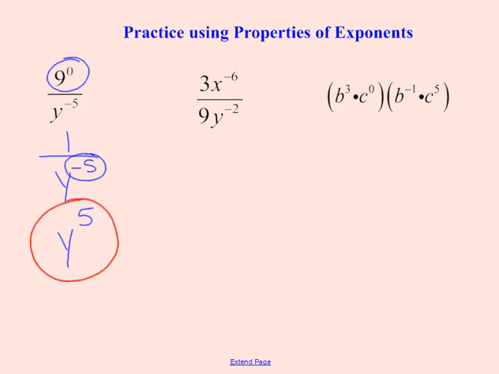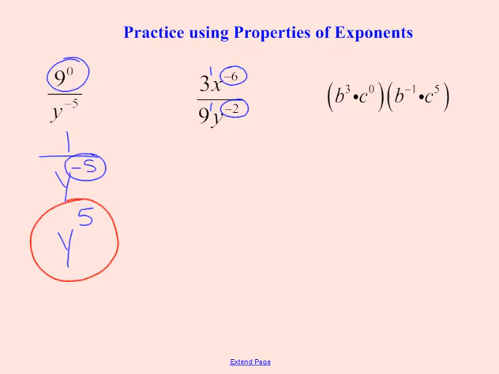Let's look at our second example. 3x to the negative 6 over 9y to the negative 2. All right, so the first thing that I recognize is I have some negative exponents. Now, this is very important. Pay close attention. This negative 6 exponent only applies to the x. The 3 has its own exponent, and it's actually 3 to the 1st power. The negative 2 exponent in the denominator only applies to the y. The 9 actually has its own exponent, and it is also a 1.